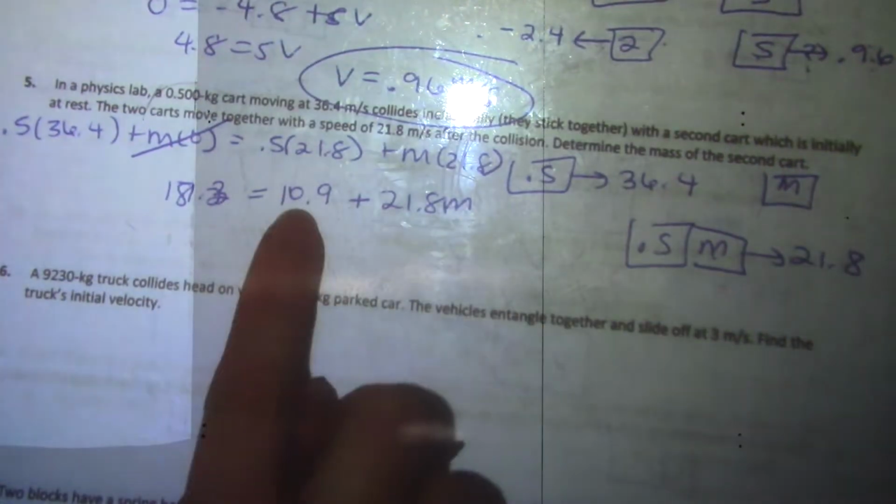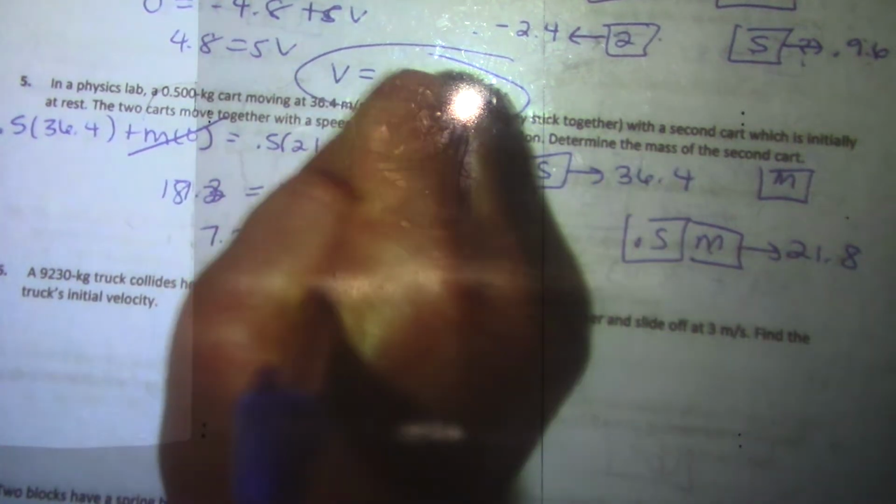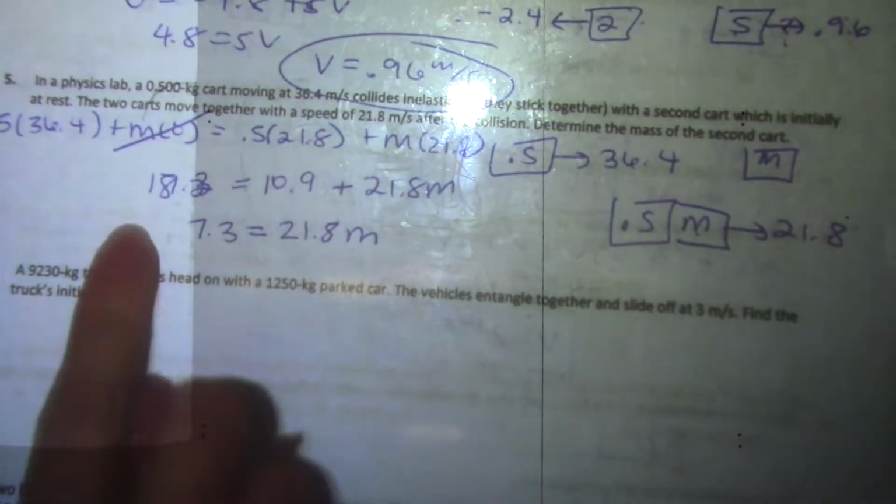So this goes away. This is 21.8 m. This term is 10.9. And on the left, we've got 7.3. Oh, that's an 18.2. I'm ahead of myself. And now I'm going to subtract the 10.9 over. That gives me 7.3 is 21.8 m. And now I'm going to divide over, and that gives me a mass of 0.33 kilograms.